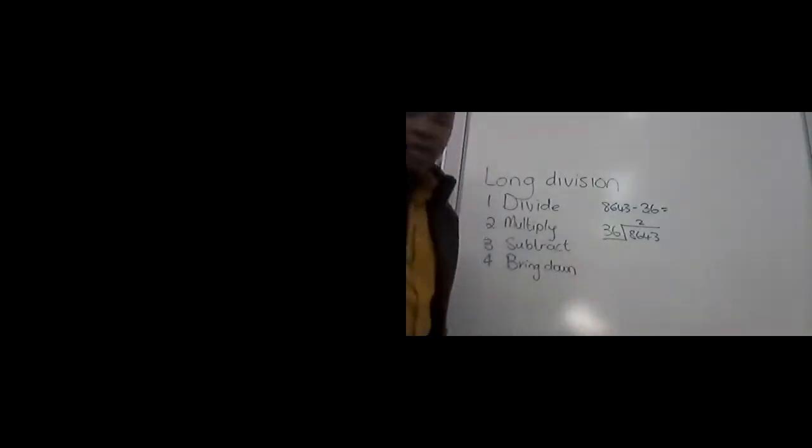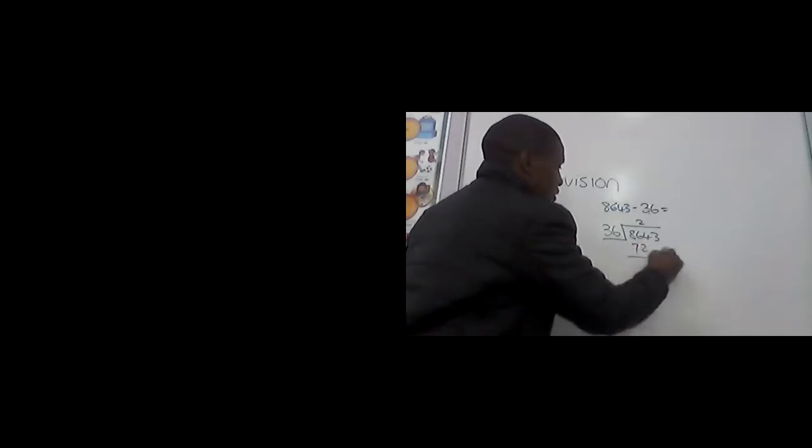2 times 36, we now multiply. Step number 2. Done step number 1, which is divide. 2 multiplied by 36 will give you 72. We now subtract. 6 minus 2 is 4. 8 minus 7 is 1. We then bring down the 4.